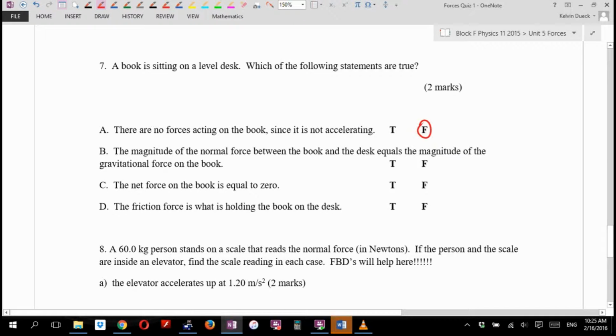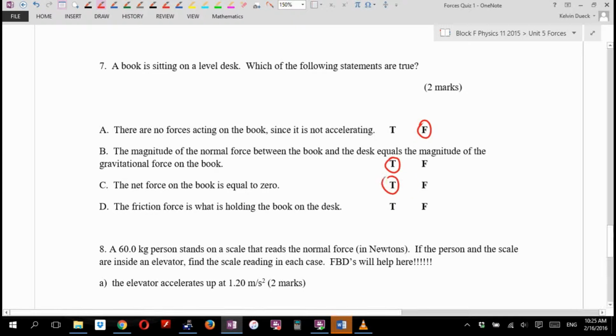The magnitude of the normal force between the book and the desk equals the magnitude of the gravitational force on the book. Why is that true? Is it sinking into the ground like quicksand? Is it flying in the air like Superman? Okay. The net force on the book is equal to 0.